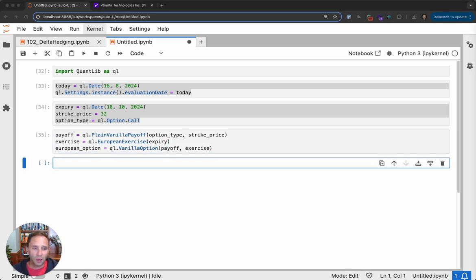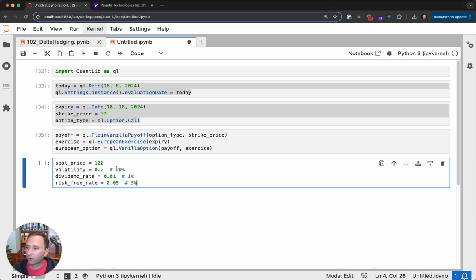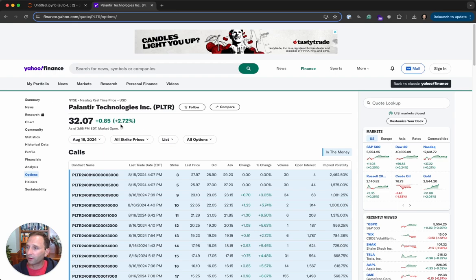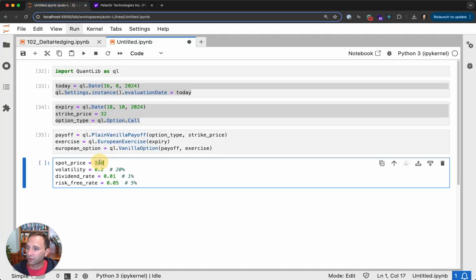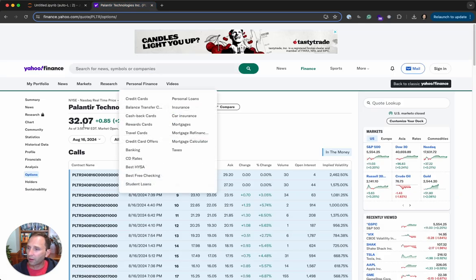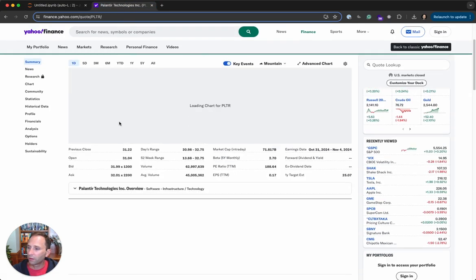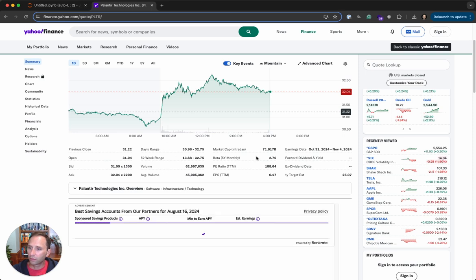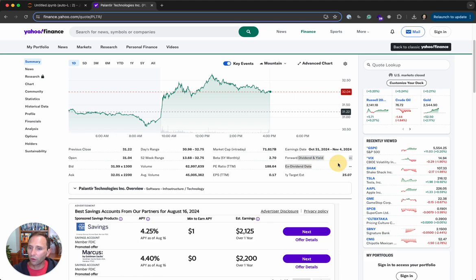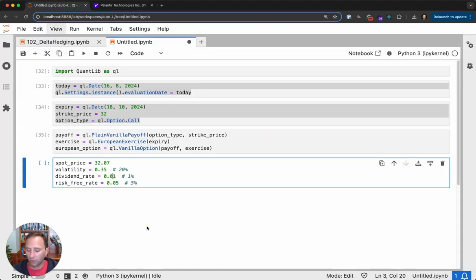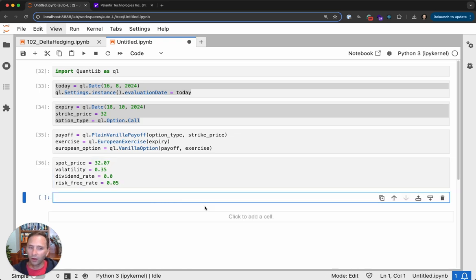Okay, so let's now set up our environment. We need to assign the spot price. So Palantir is trading at $32.07. I don't know what the volatility is, but let's say it's 35% annualized. It does not pay a dividend, right? Let's see, summary. Do we have a dividend? Okay, so no dividends. So we will say 0. And we will say the risk-free rate is 5%. I think that's probably about right. I don't know what the Fed funds rate is today, but it doesn't matter.